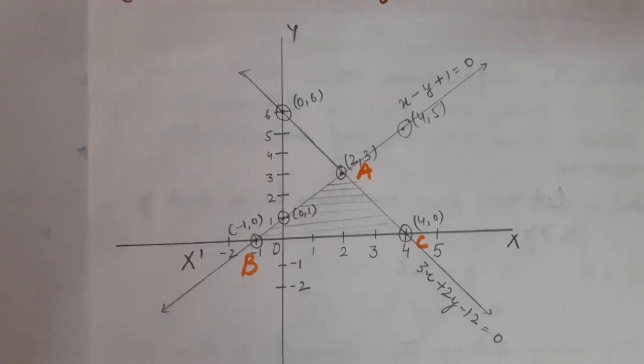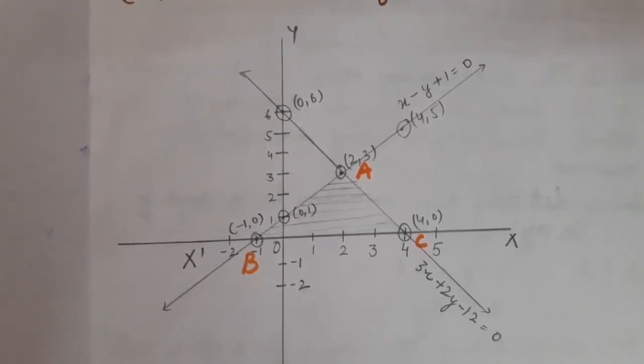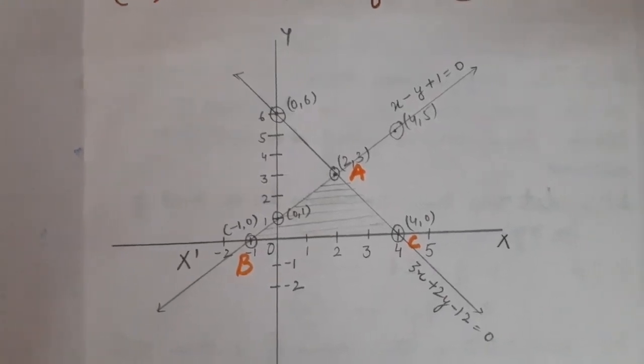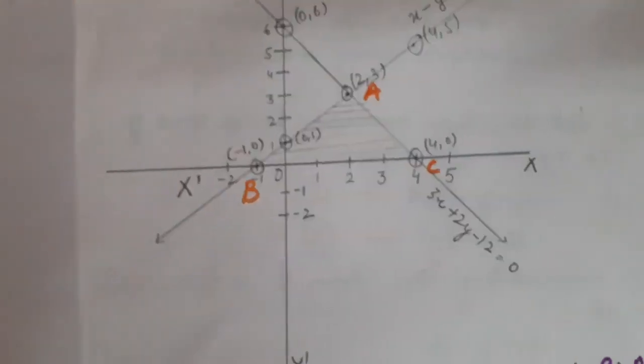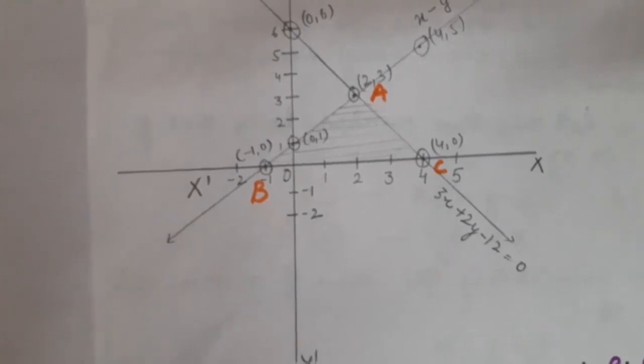Children, can you tell me what kind of representation is there by both of these lines? Yes, the lines are intersecting. Here, children, the point of intersection is A. What are the coordinates of point A? That is (2, 3).